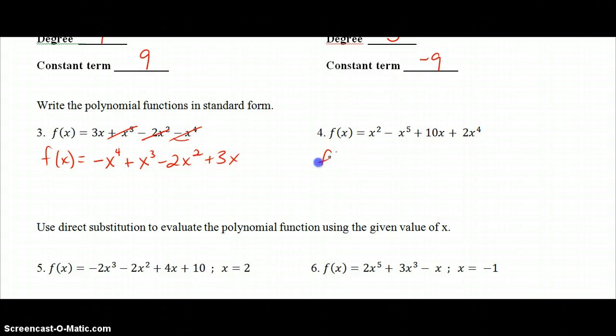Number 4, f of x equals, my highest degree right here is this negative x to the fifth. So I'm going to rewrite that, -x to the fifth. My next highest degree is positive 2x to the fourth. There is no x to the third term, but here's an x squared, and it's positive x squared. And the x term is plus 10x, and again, there's no constant term.